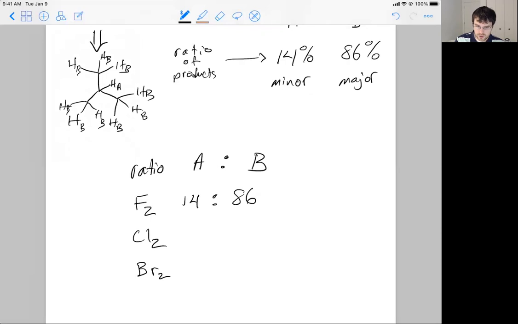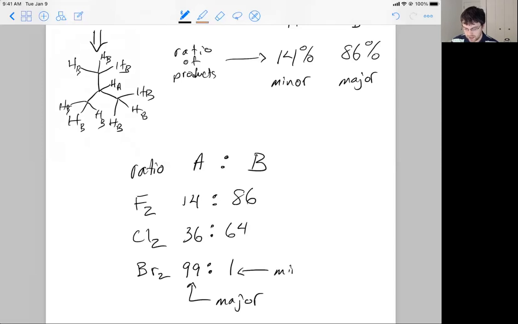Now, it turns out that if you switch the halogen atom to Cl2, you get different numbers. You get 36% A and then 64% B. And then lastly, for bromine, the ratio shifts even more towards A, where now we've flipped what we call the selectivity for the product, where now product A is the major product and product B is a significant minor product.